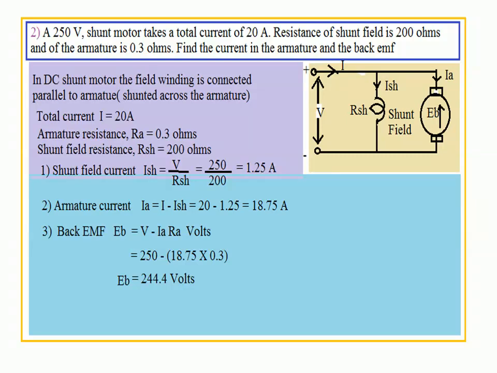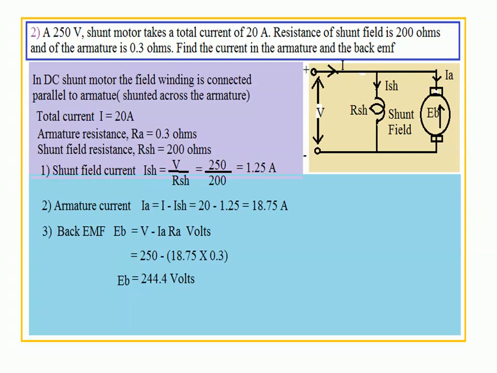First you calculate the field winding current, also known as the shunt field current. Hence, ISH equals V by RSH. By using Ohm's law, 250 by 200, we get 1.25 ampere. Second step, we have to calculate the armature current. Again by using KCL, I equals IA plus ISH. Incoming current is I; IA and ISH are outgoing currents. Hence, IA equals I minus ISH. We get 18.75 ampere.